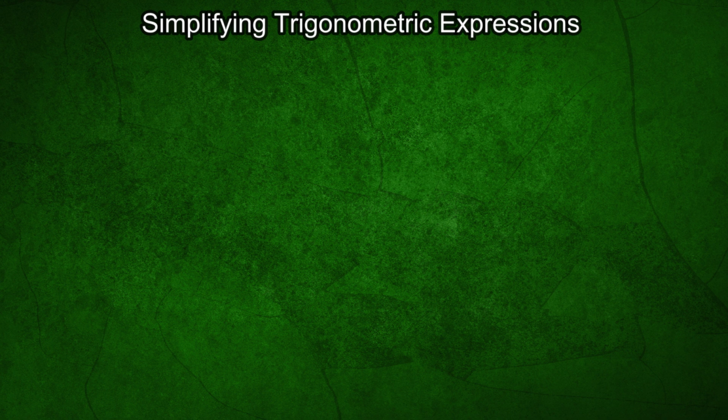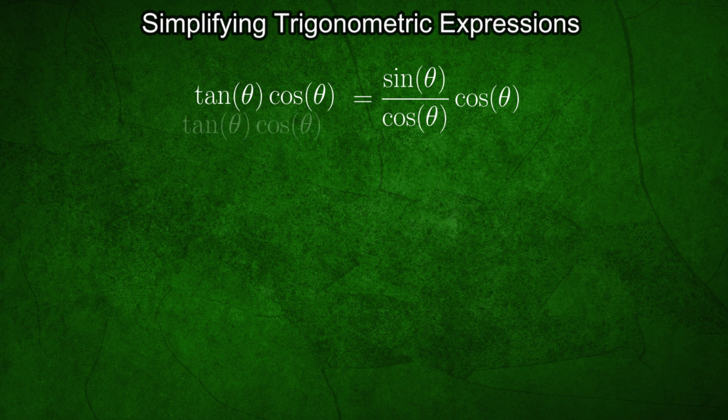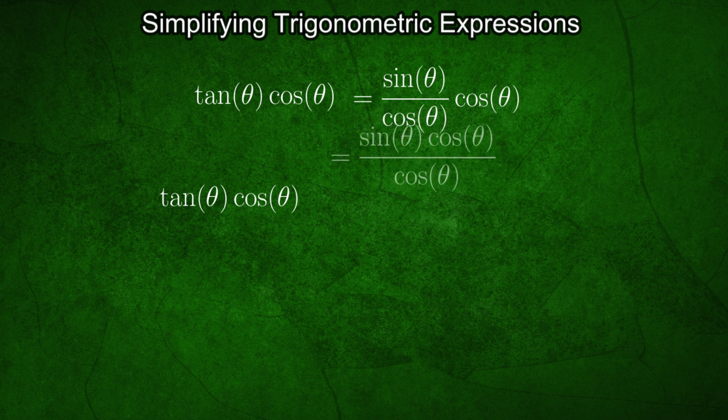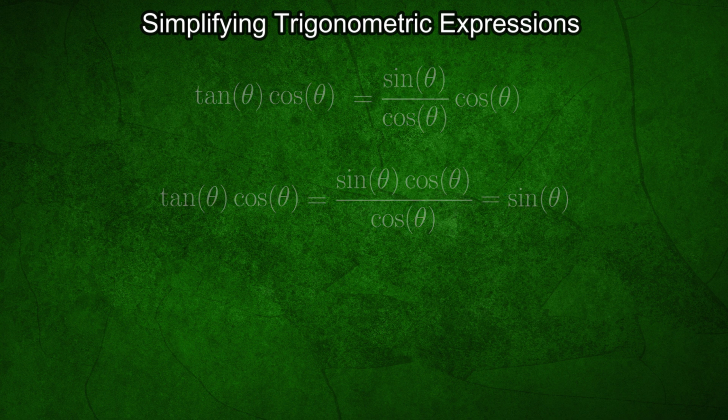Let us start with the expression tangent of theta times cosine of theta. First of all, we know that tangent of theta can be written as sine of theta divided by cosine of theta. Thus, tangent of theta times cosine of theta is equal to sine of theta divided by cosine of theta times cosine of theta. And we can simplify this expression as sine of theta because we can cancel out the expressions for cosine of theta that appear both in the numerator and the denominator.